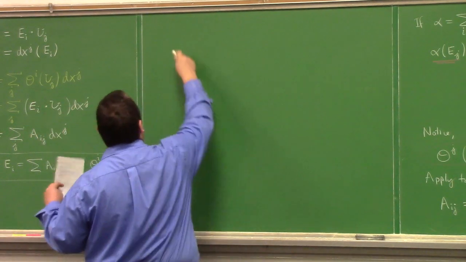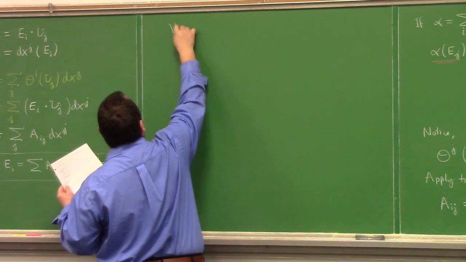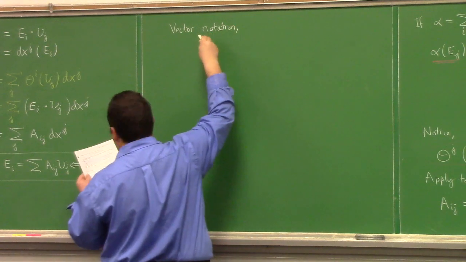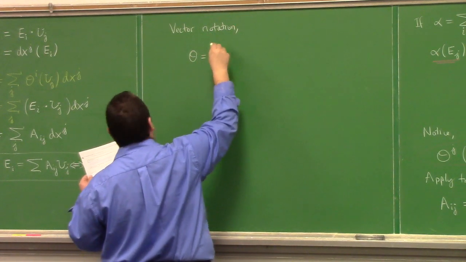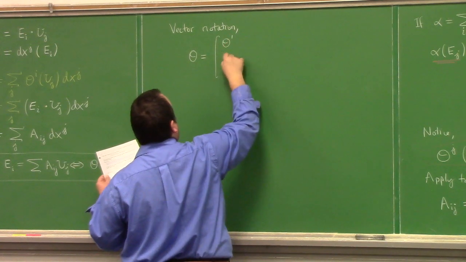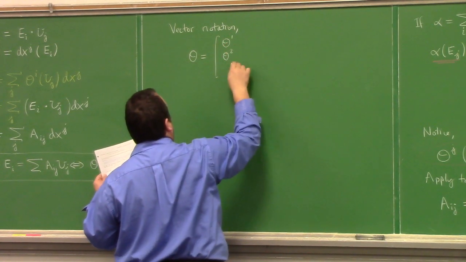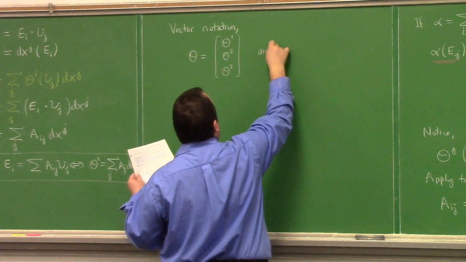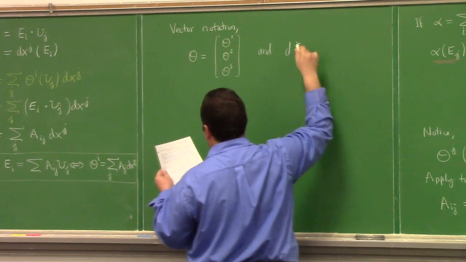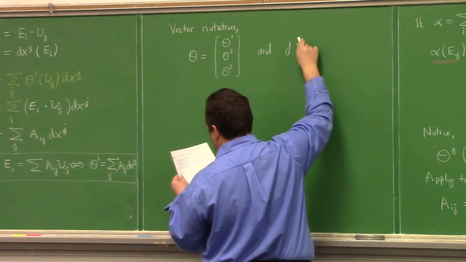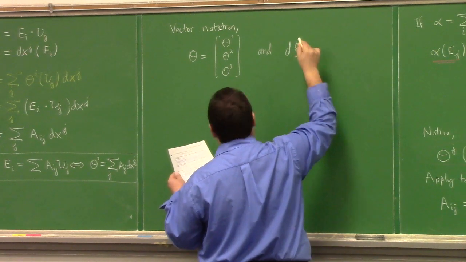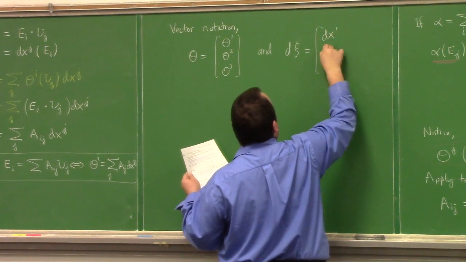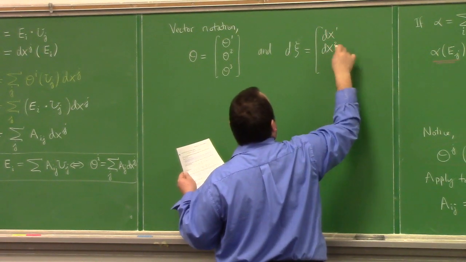Now, at this point, we introduce yet another notation. Vector notation. In particular, we let theta be the vector of coframes, so like theta 1, theta 2, theta 3, like that. And d zeta. This is the Cartesian one.